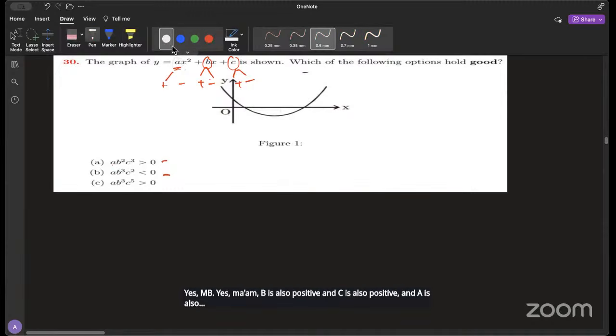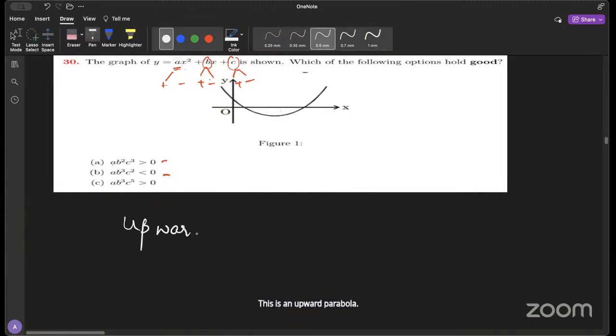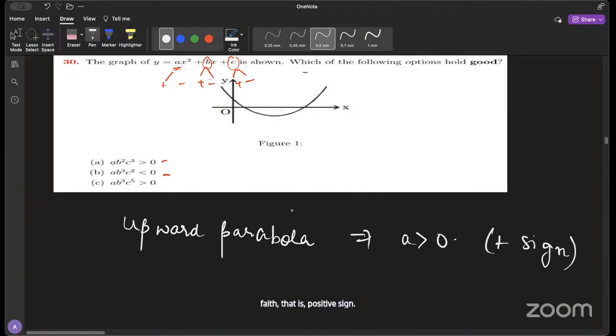Yeah, this is an upward parabola. It opens upwards. That means your A should be greater than 0, right? That is positive sign. Then coming to B, let's first come to C. Your C gives the y-intercept, right? So if you substitute x equals to 0, how do you find the y-intercept?